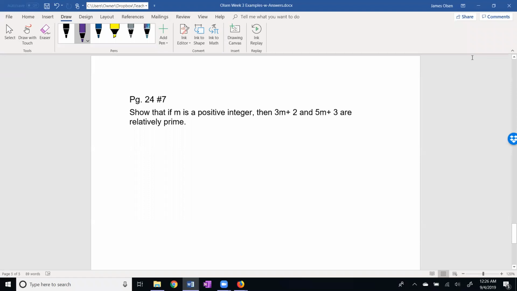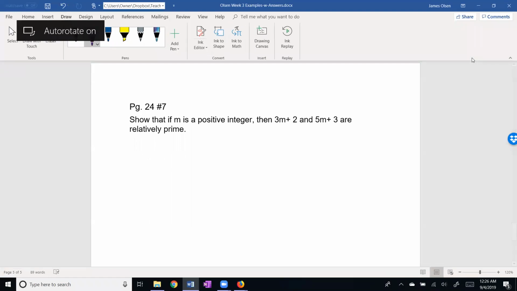Okay, the last example I'd like to do in this video is to do number 7. Show that if m is a positive integer, the numbers 3m plus 2 and 5m plus 3 are relatively prime. So let's look at some quick examples. If m is 1, 3 times 1 plus 2 would be 5, and 5m plus 3 is 8. 5 and 8 is going to have a common divisor of 1.